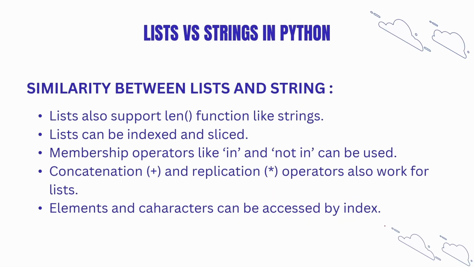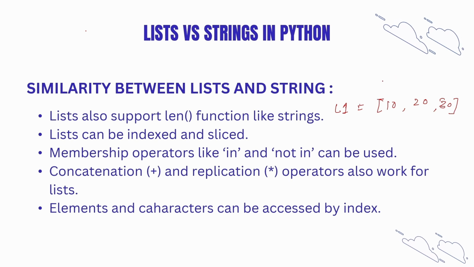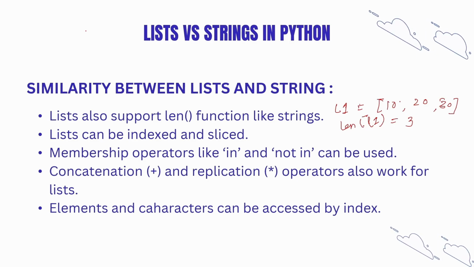Okay, so next is lists versus strings in Python. First we'll look at the similarity between lists and strings. So we have already seen strings and we'll see what are the similarities between list and string. A list also has a length function like strings. For example, if we have list L1 with 3 elements like 10, 20, 30, and we say length of L1, it will give us an output 3. So using this len function, we can calculate the length of a list, and since this list has 3 elements, it gives us 3.